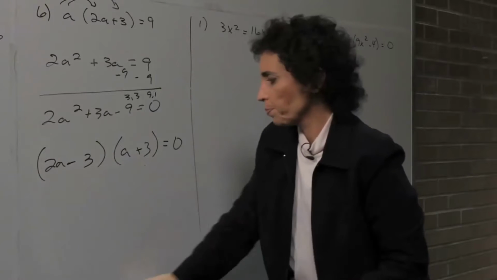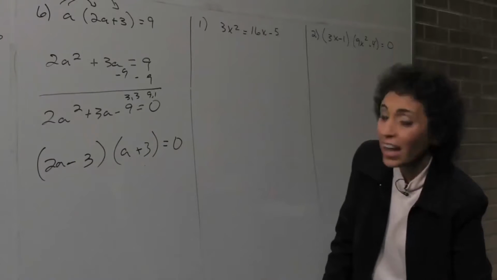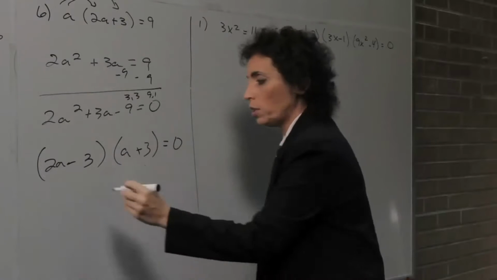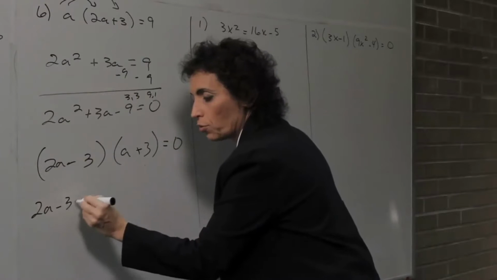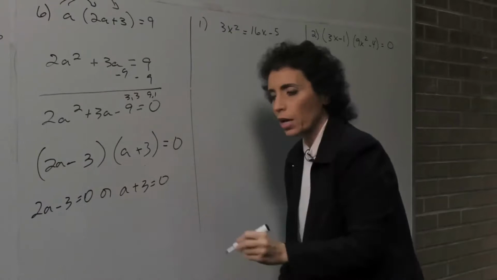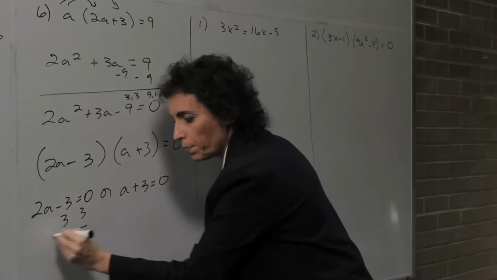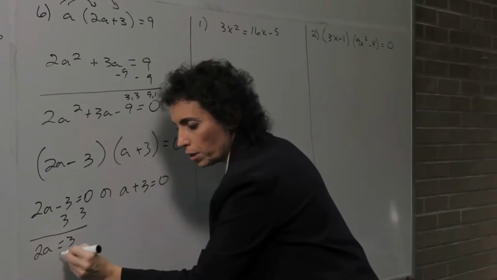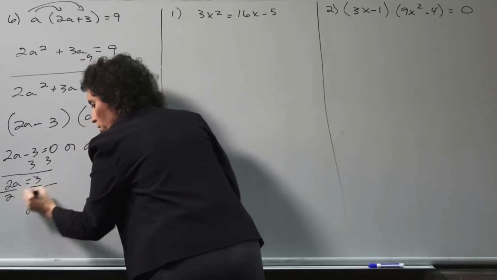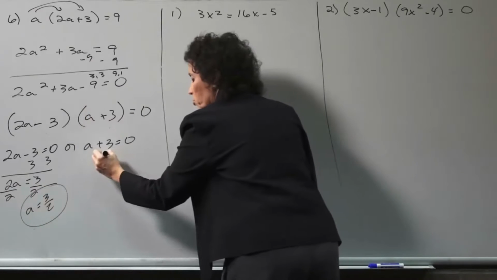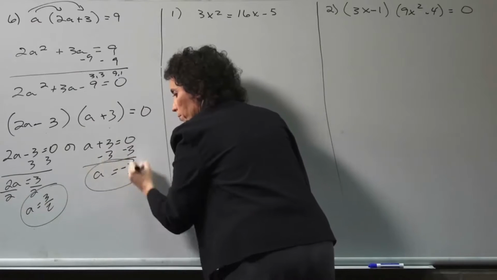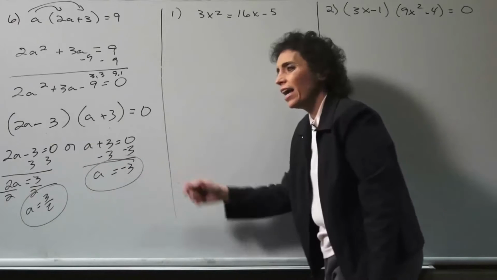Okay, here we go. Now set them equal to 0 because we have factors equal to 0. When we have factors equal to 0, we know one factor has to be 0. So 2a minus 3 equals 0, or a plus 3 equals 0. Add 3: 2a equals 3. Divide by 2: a equals 3 halves. Here, subtract 3: a equals negative 3. So our two answers are 3 halves and negative 3.